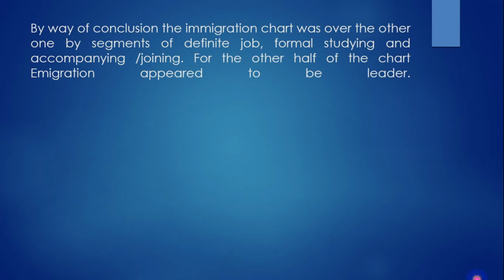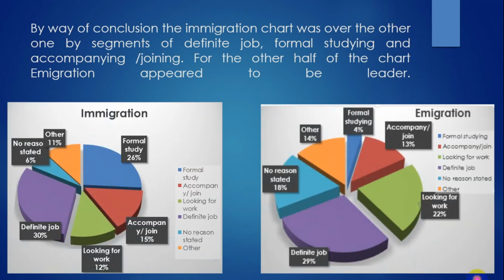By way of conclusion, the immigration chart was over the other one by segments of definite job, formal studying, and accompanying and joining. For the other half of the chart, emigration appeared to be leader. This conclusion is completely different from the first one. Immigration chart was over the other one by segments of definite job, formal studying, and accompanying and joining.